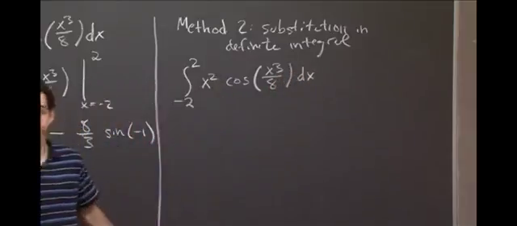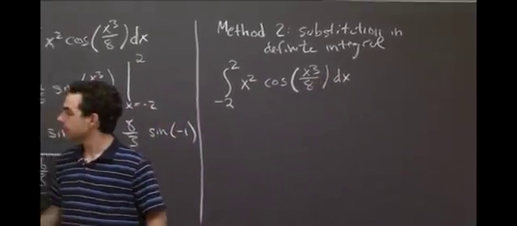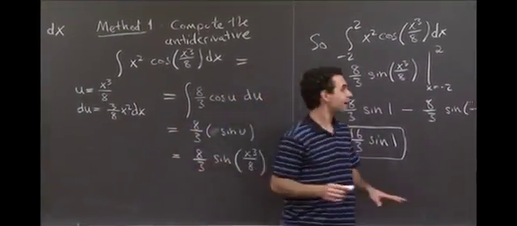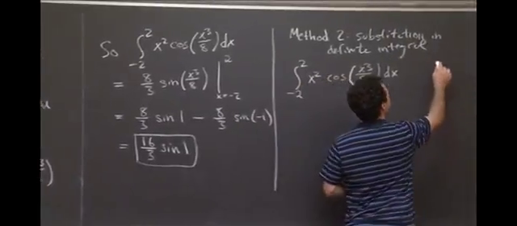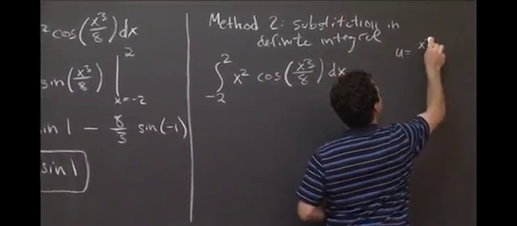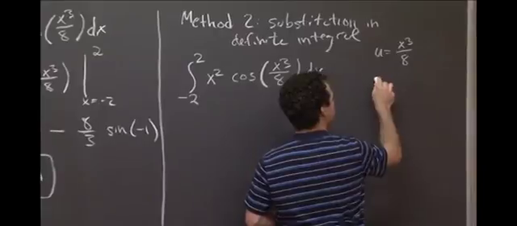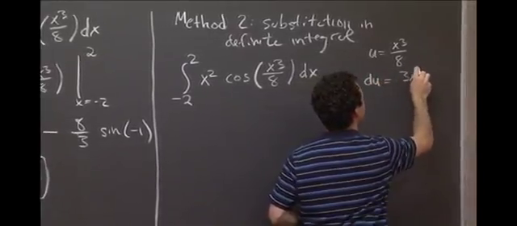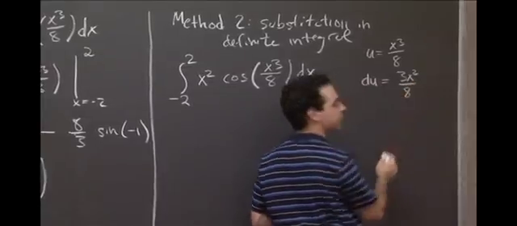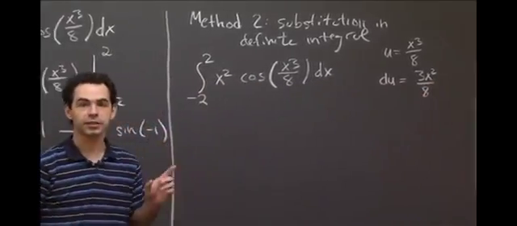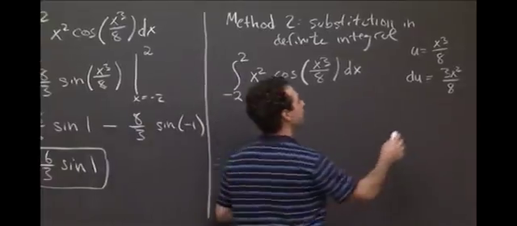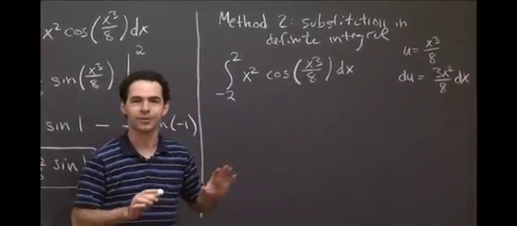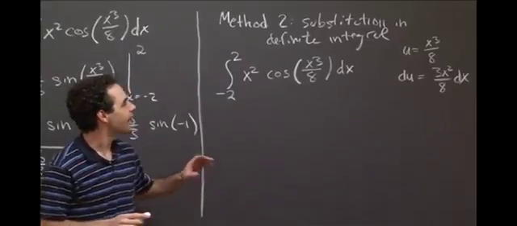We can use the exact same substitution. So we can use exactly the substitution that we used before, which was u equals x cubed over 8. That doesn't change. And we still have the same du is equal to 3x squared over 8 dx. Good, need a differential always to be equal to a differential.